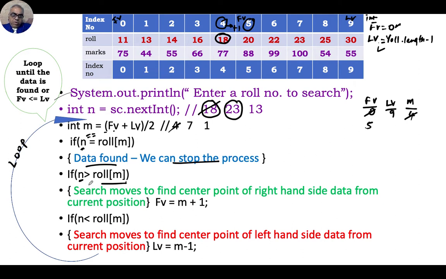Now, obviously if the number is greater, it can't be lesser. If the loop repeats, then FV plus LV, 5 plus 9, 14 divided by 2 is 7. So my M is 7. Now again 23, which is my input, is equal to row of 7, which is here 23, data found, stop, the process can be ended.